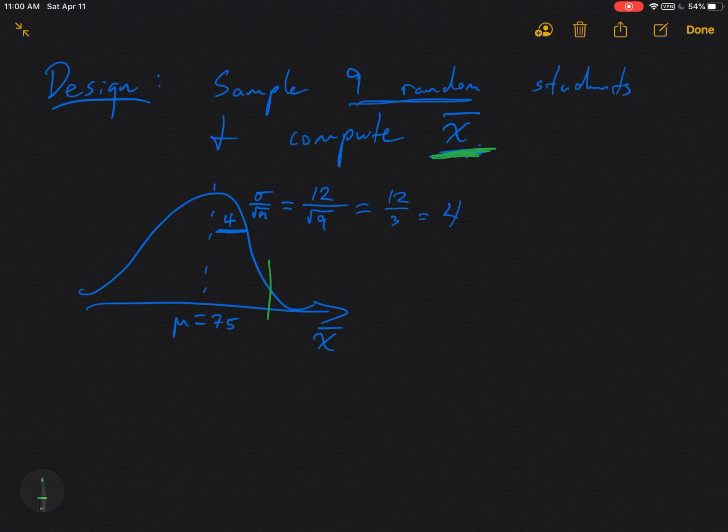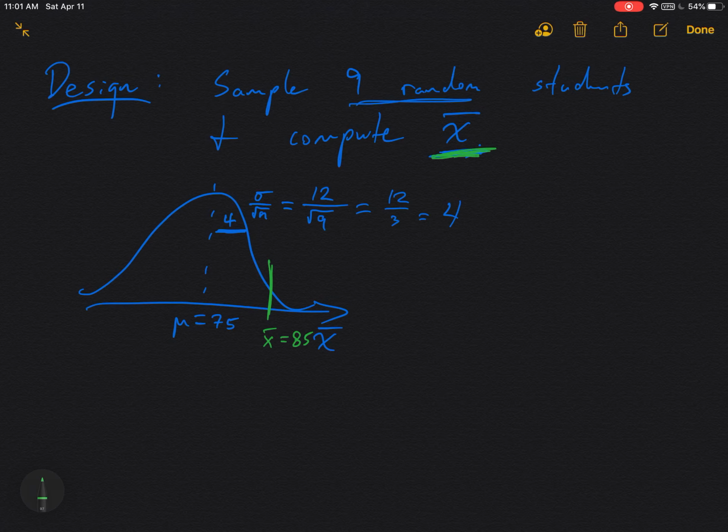Okay, so let's talk about different ways of deciding whether your X bar value is extreme enough. So just for example, let's say that we went out and we surveyed 9 people and we got an X-bar value of 85. So our X-bar value lives somewhere over here.